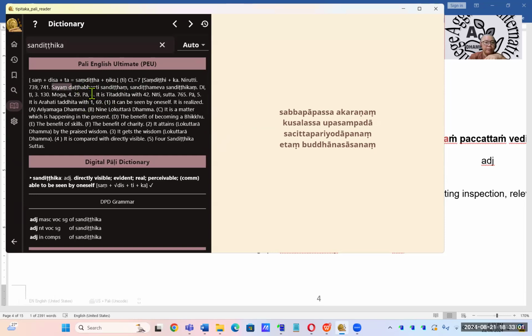So sayam. Sayam means own self. And then Sandika is translated as Sayam Databam, should be seen by oneself. Right, this is from Burmese. That's why you can get this from Burmese only. Or you also can see here: to be able to see by oneself.